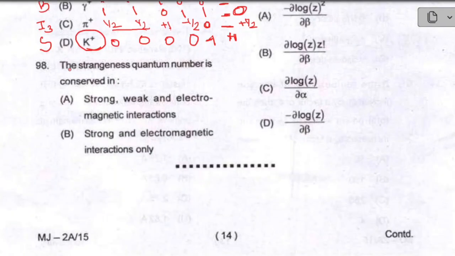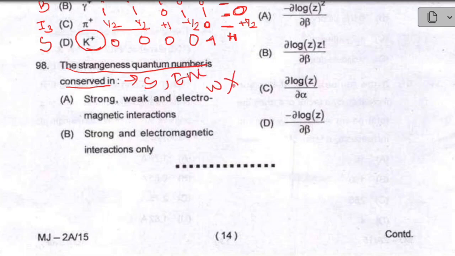Next, 98. The strangeness quantum number is conserved in, remember, strangeness quantum number is conserved in strong and electromagnetic interaction, and this is not conserved in weak interaction. So you can check the option, this is conserved in strong and electromagnetic interactions only. So B is your correct option.